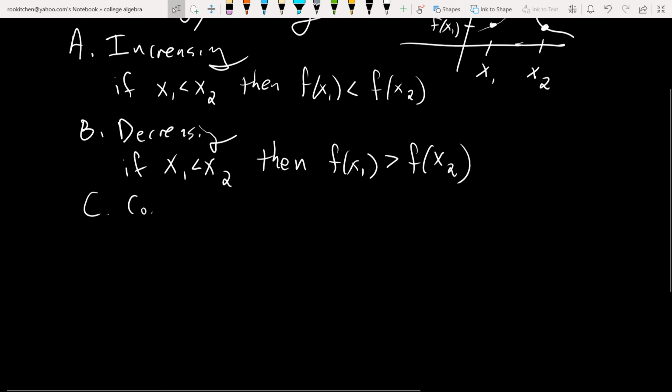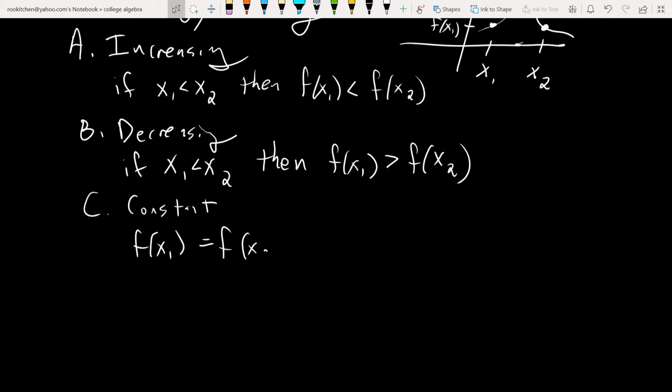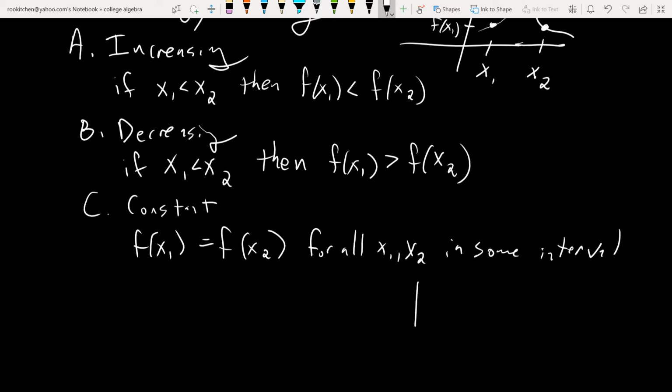Okay. The third sort of thing then, what about when it doesn't change, right? So if it's constant, we'll say. So it's constant if f of x1 equals f of x2 for all x1, x2 in some interval. So a constant function would be basically horizontal in a particular interval. So you could draw a little picture if you wish, something like that, right?